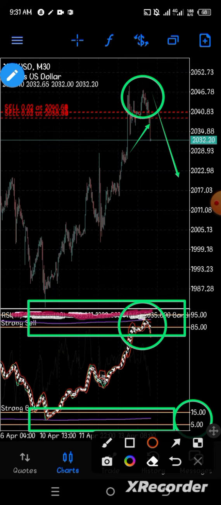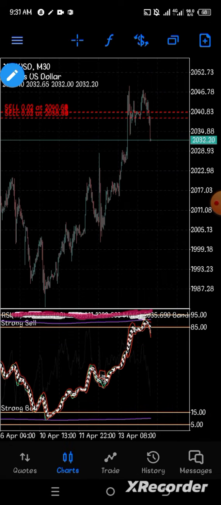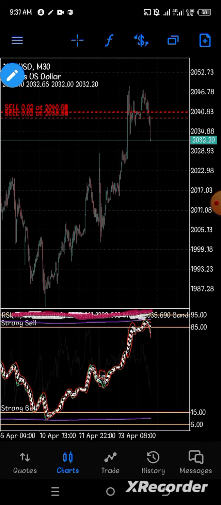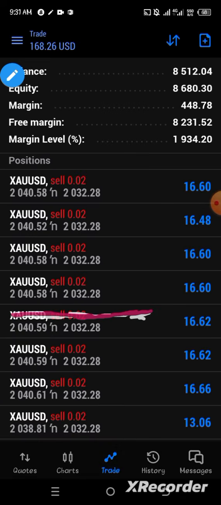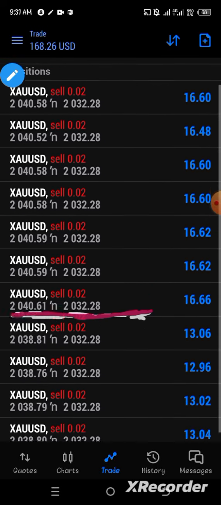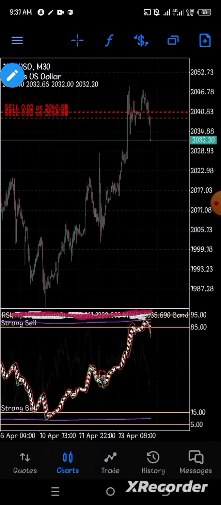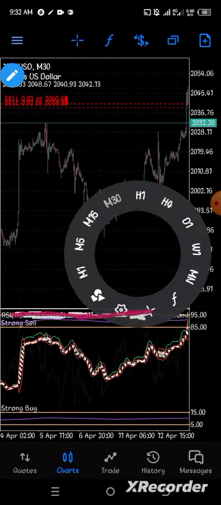and then 5 is your oversold level. As you can see, when the market reaches oversold level around this place, that is when we take our buy opportunity, and when it reaches this place, that is when we take our sell opportunity, and the market continues to go in our direction. This is a live account, guys. Let me show you the 15-minute time frame.